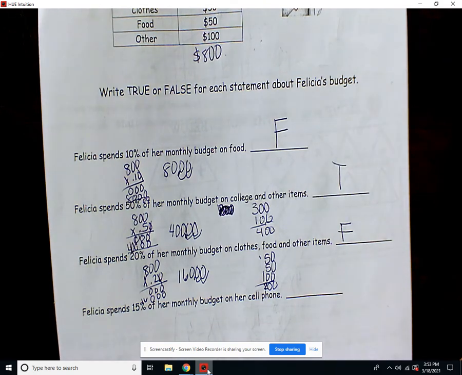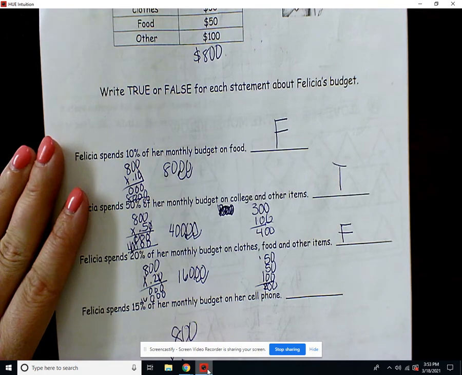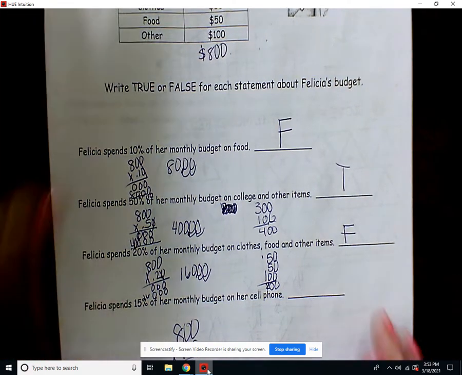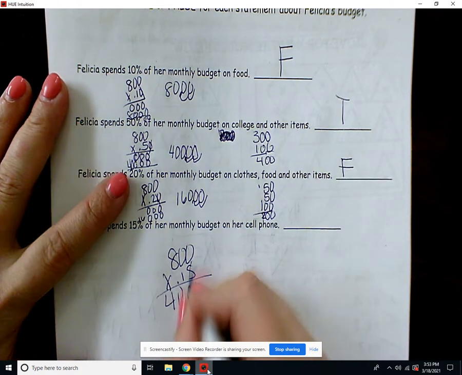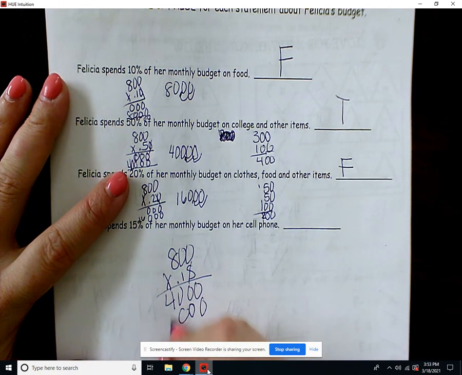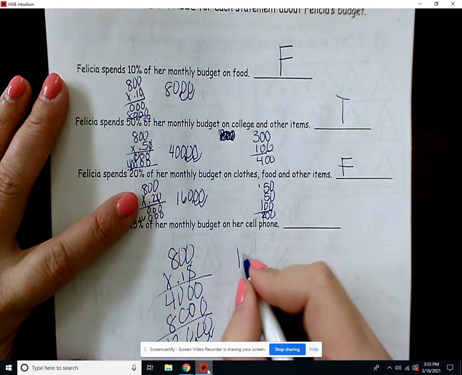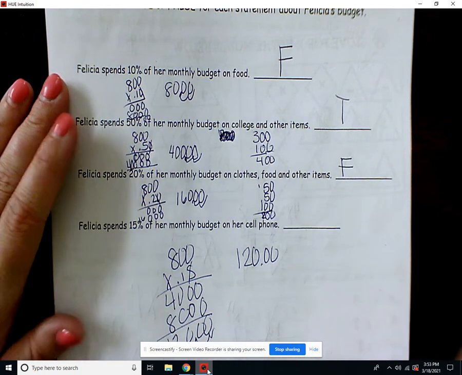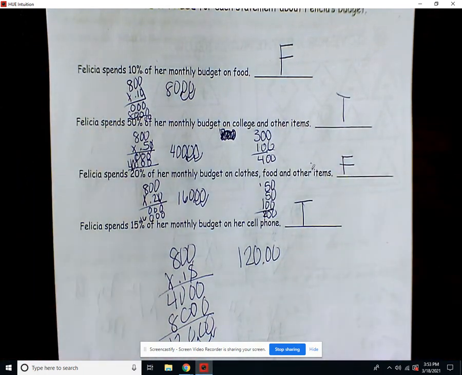She spends 15% of monthly budget on cell phone. So again, take your 800, change your percent to a decimal, and then we're going to multiply. So 120, and her cell phone is 120, and that is true. Okay, so your test will be just like this, just different type questions, 16 questions. Some will be multiple choice, some will be writing down the answer.